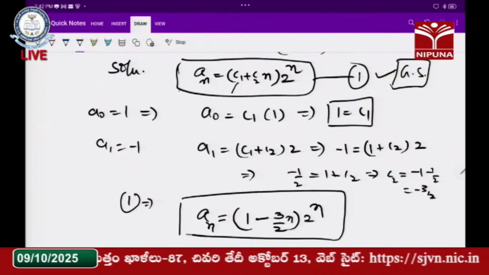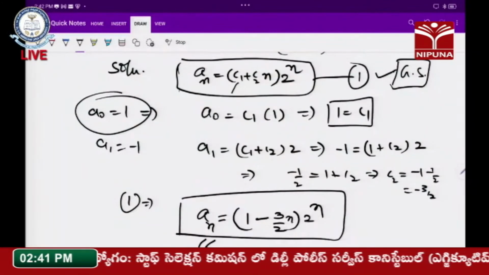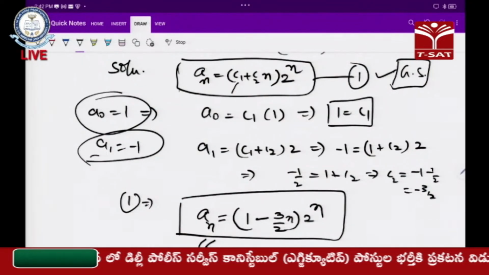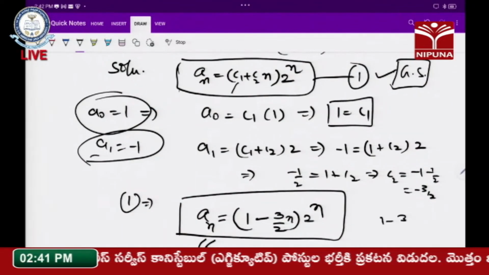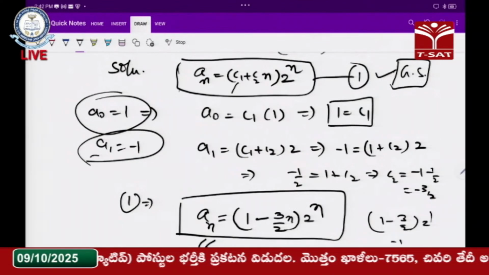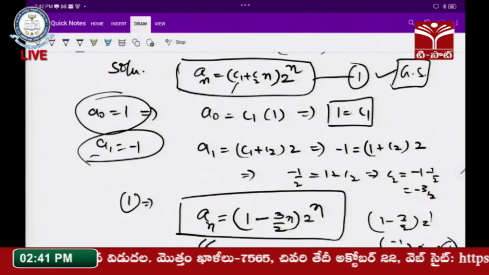This is the answer. If one wants to check whether this solution is correct or not, just substitute my conditions. Put n equal to 0 here. What happens? This is 0, this is 2 power 0, 1. Yes, a0 equal to 1, I am getting. Substitute n equal to 1. This was 1 minus 3 by 2 into 2 power 1, 2 gets cancelled, minus 1. Yes, my conditions are satisfied.